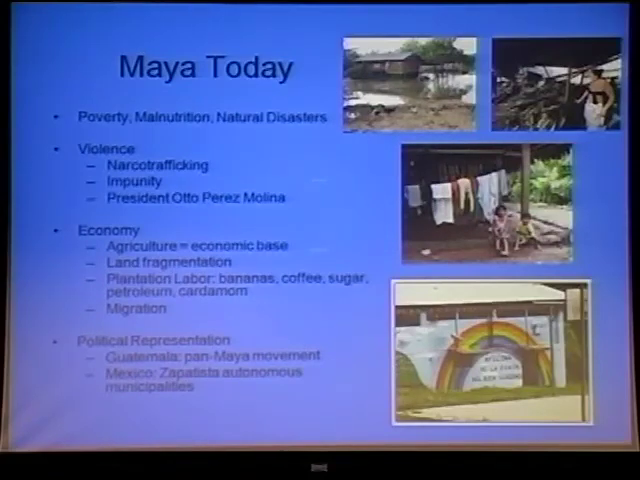Coupled with this is impunity. Only about 2% of criminal cases in Guatemala are ever brought to trial. So it really makes it a paradise for illicit activities and criminals. Both Mexico and Guatemala have very high homicide rates, some of the highest homicide rates in the world.